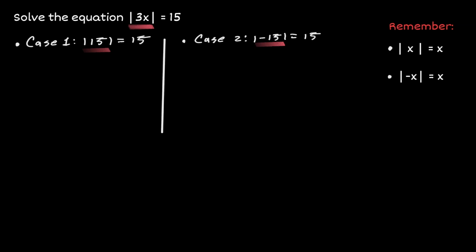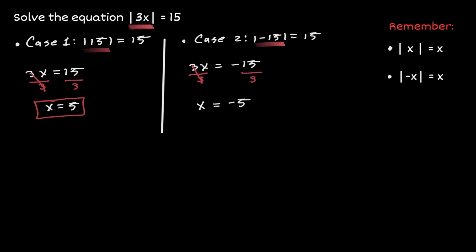So now we have 2 equations to consider: when 3x is equivalent to positive 15, and when 3x is equivalent to -15. And now we solve each one of them independently. In case number 1, we can start by dividing by 3, which gives us a result of positive 5. So that's our first solution. In case 2, we can also divide by 3, and it gives us a value of -5. So that is our second solution. So the equation that we were given has 2 solutions, positive 5 and -5.